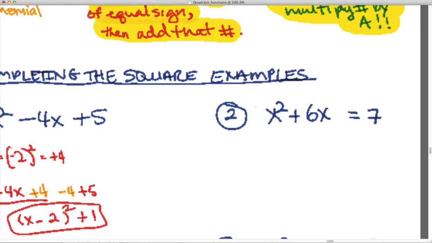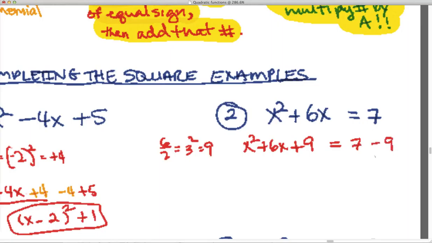Alright, so now here we have one with an equal sign. So again, the coefficient of x squared is 1, so what we can do is just take half of that 6, and that's 3. When we square that, we get 9. So here we're going to get x squared plus 6x plus 9. And then since we're dealing with the other side of the equal sign, it would be a plus 9 there as well.